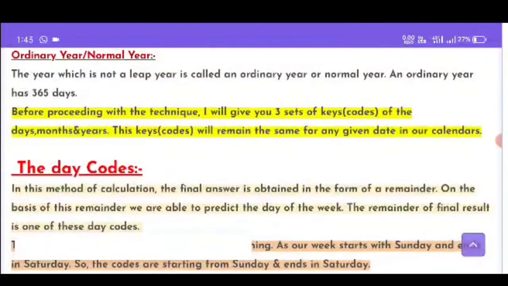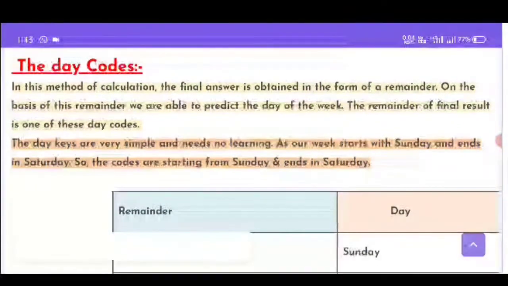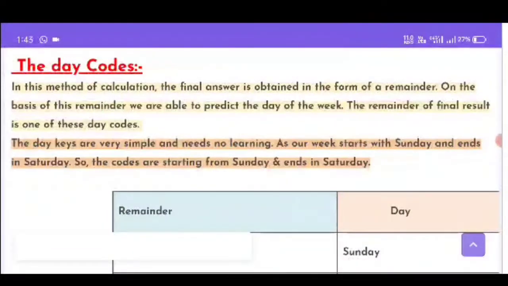Before proceeding with the technique, I will give you three sets of keys or codes for the days, months and years. These keys or codes will remain the same for any given date in current year calendars or infinite year calendars. First, the day codes. In this method of calculation, the final answer is obtained in the form of a remainder. On the basis of this remainder, we are able to predict the day of the week. The remainder of the final result is one of these day codes.